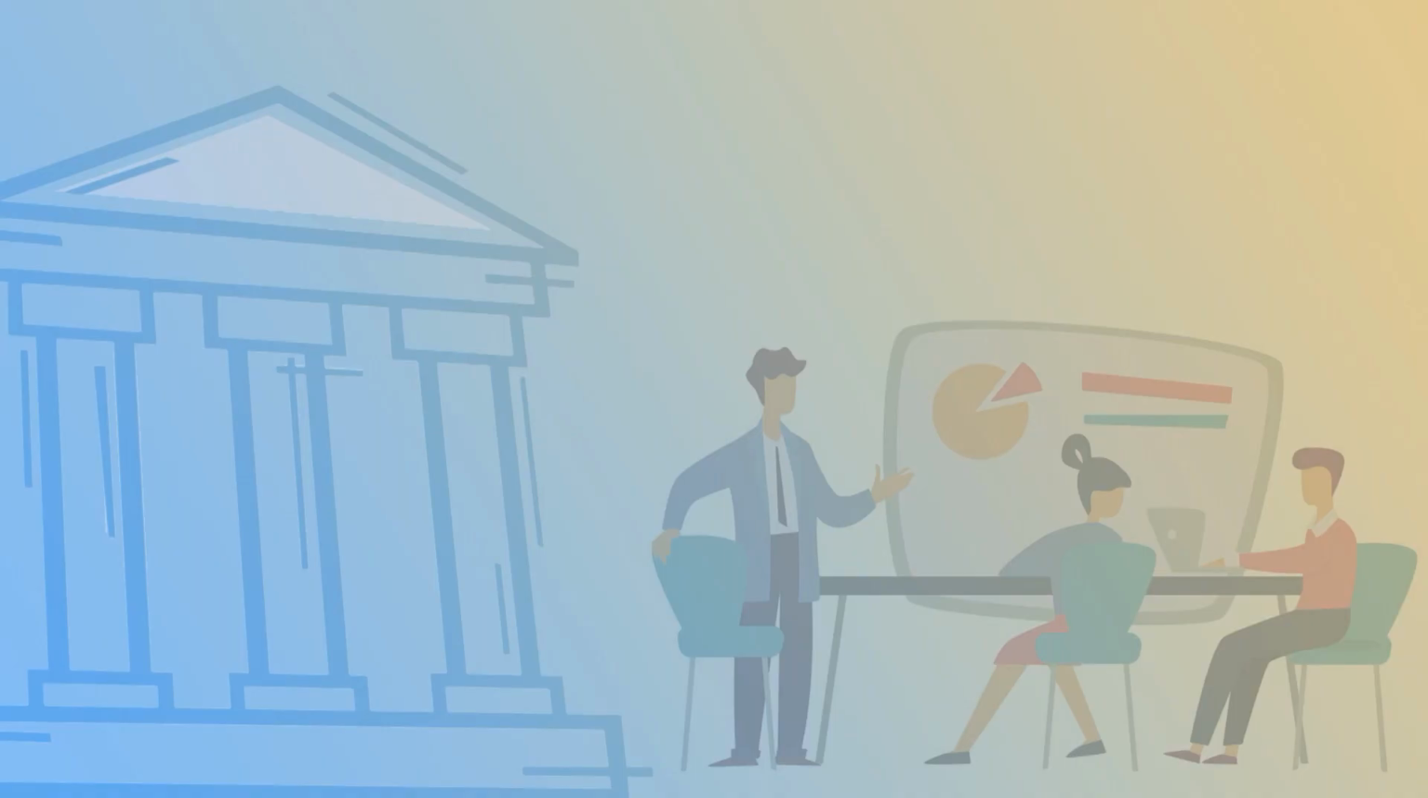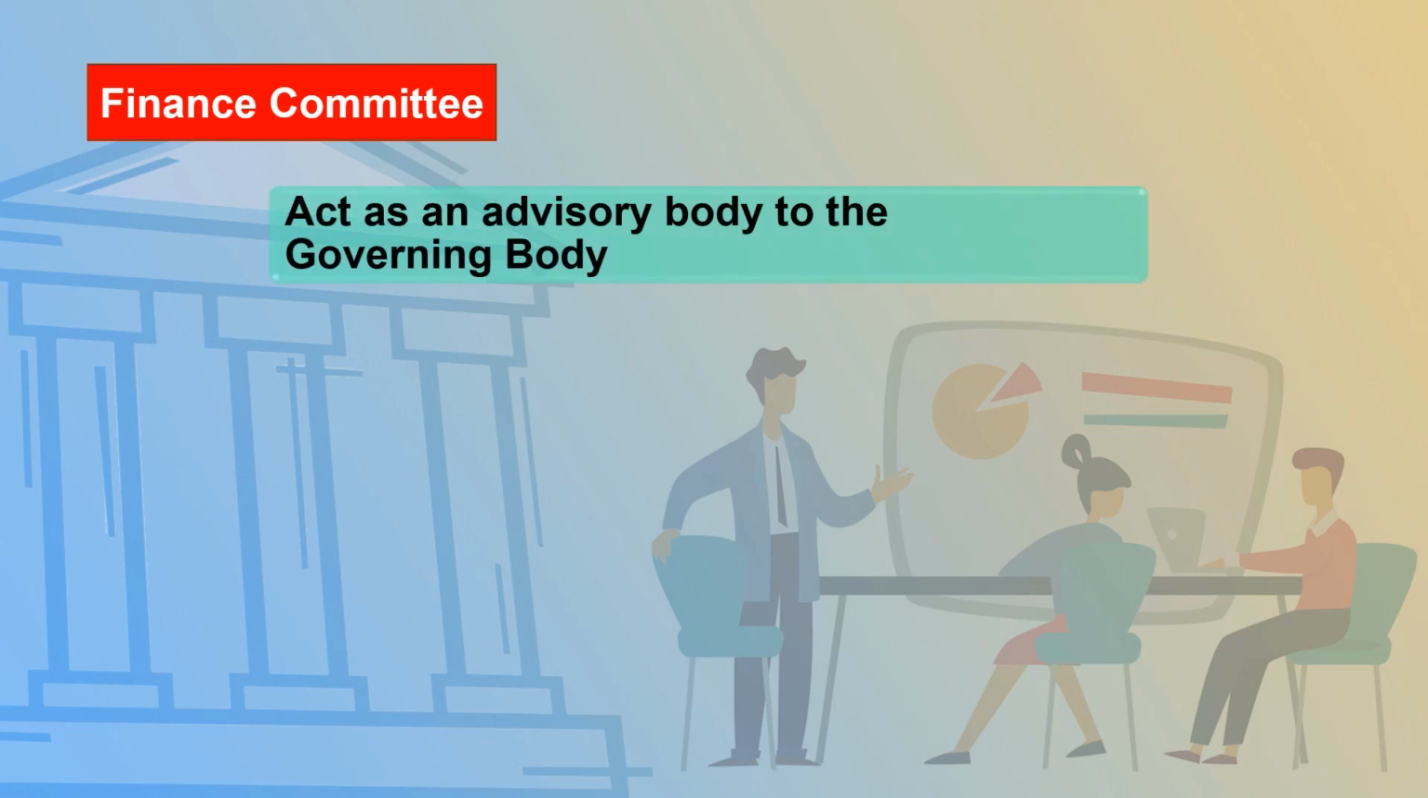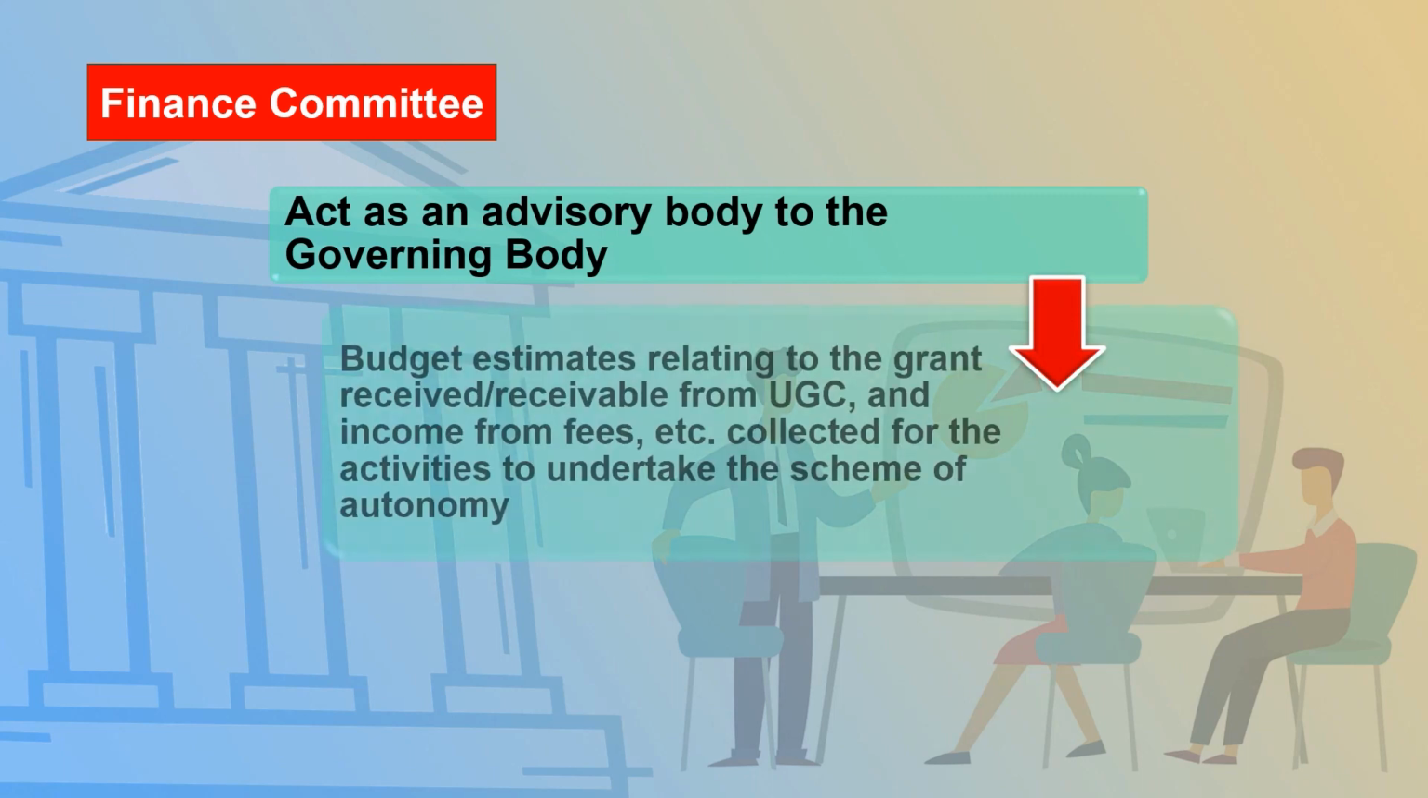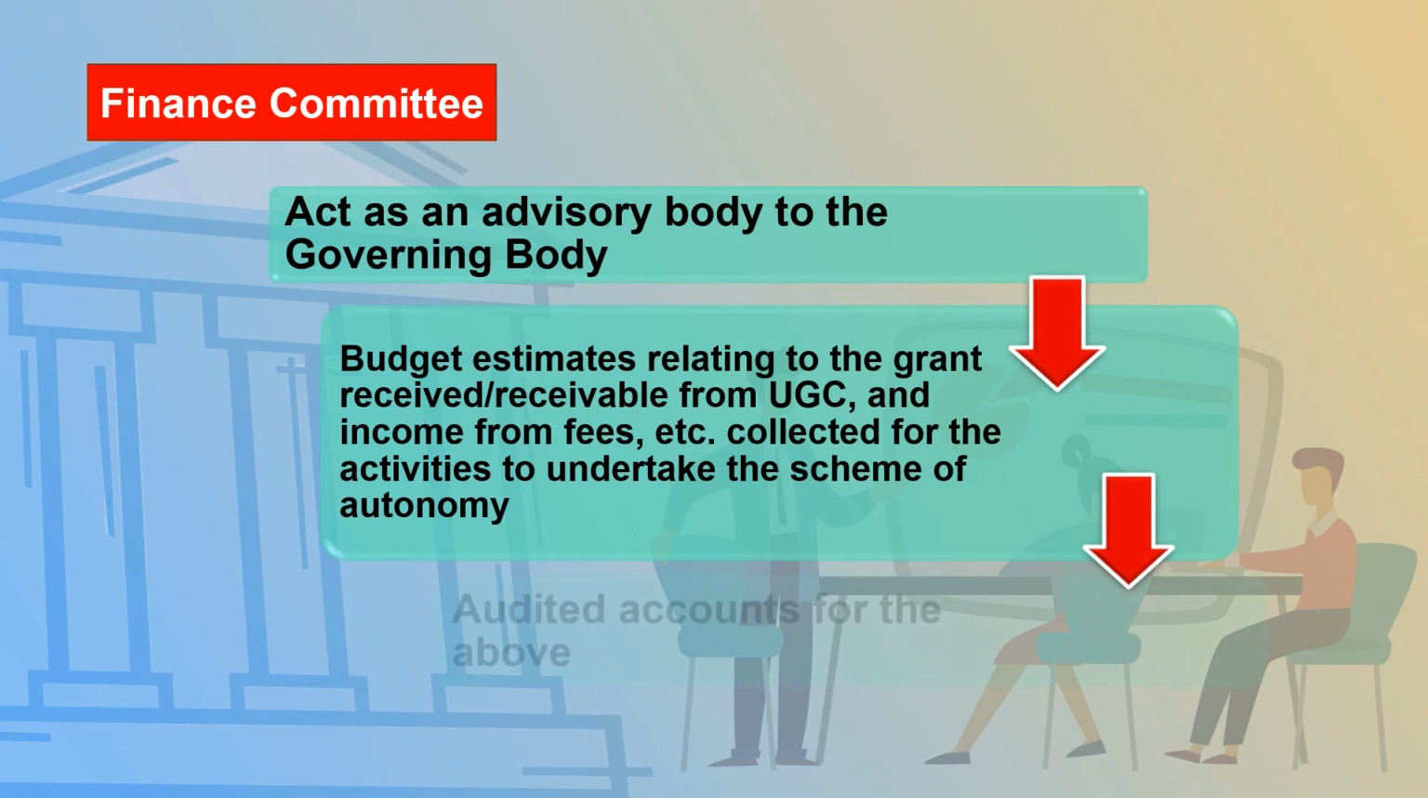The fourth committee is Finance Committee. Term again 3 years and shall meet at least twice a year. The Finance Committee shall act as an advisory body to the governing body. They consider budget estimates relating to the grant receipt or receivable from UGC and income from fees etc. collected for the activities to undertake the scheme of autonomy, and they audit accounts for the above.